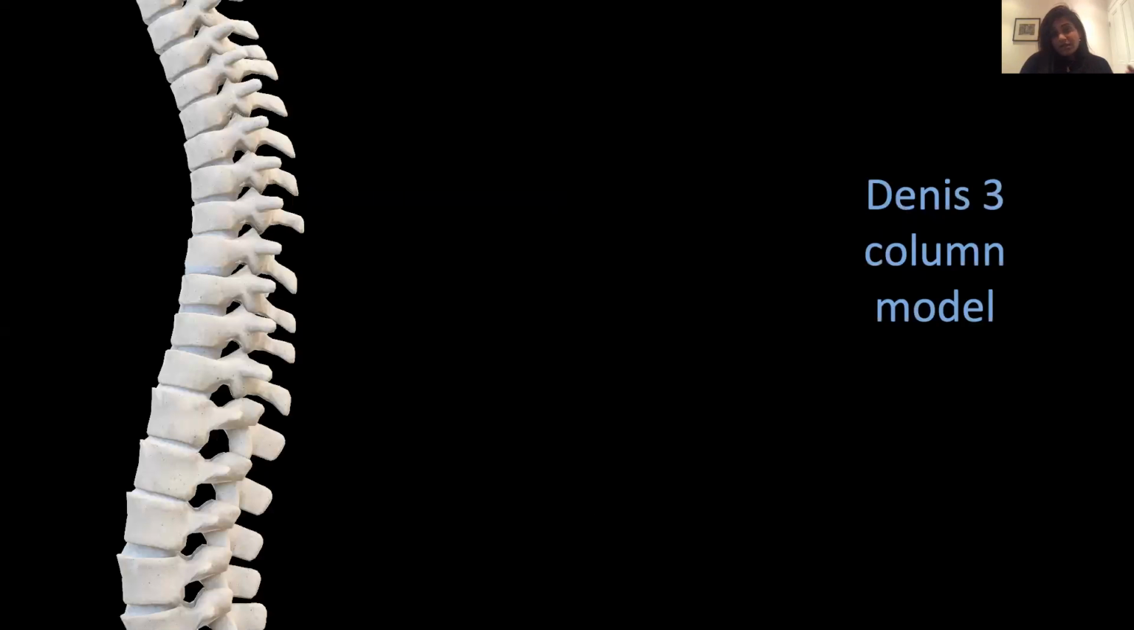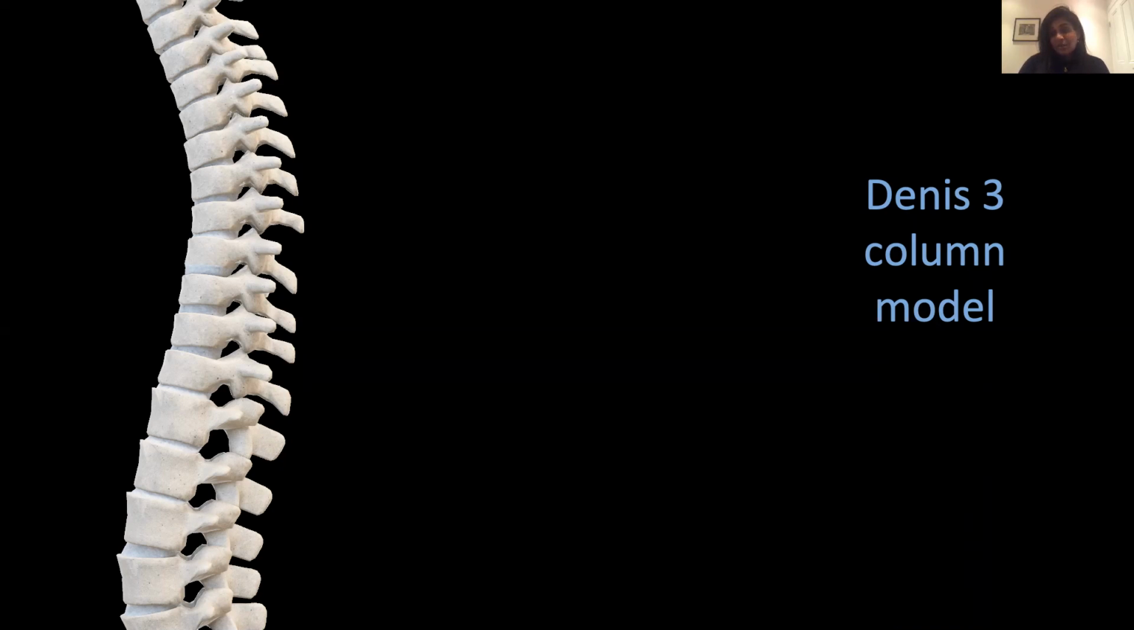So I think it's an important concept to go through the Dennis three-column model, even though we've kind of moved on from this, because it's a good starting point. Dennis was a radiologist who looked at a number of thoracolumbar injuries and biomechanical studies on them and looked at stability following traumatic injury, and essentially proposed that instability occurs when you have injuries affecting two contiguous columns. So anterior and middle column, middle and posterior column, and obviously also a three-column injury is also unstable.